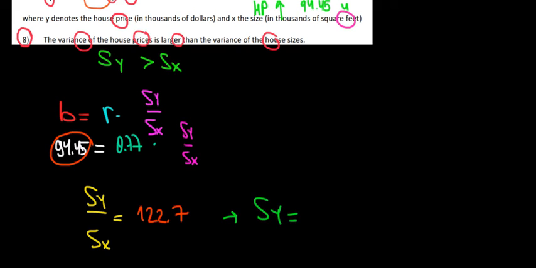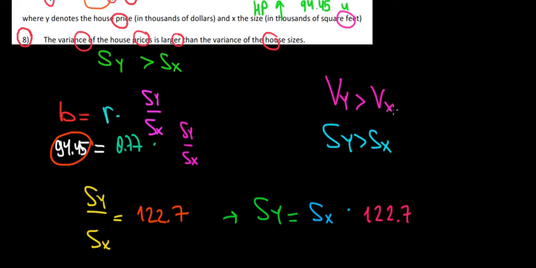Let's do a cross multiplication to find out how this looks. Sy is equal to Sx, the standard deviation of X, times 122.7. So the standard deviation of Y is 122.7 times bigger than the standard deviation of X, meaning that the standard deviation of Y is greater than the standard deviation of X. And if the standard deviation of Y is greater than the standard deviation of X, that is the same as saying that the variance of Y is greater than the variance of X. So this was the relationship that we had to check. This is the result. It seems to be true, so the answer to the question here is true, and we are done.